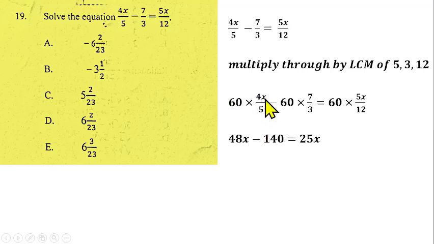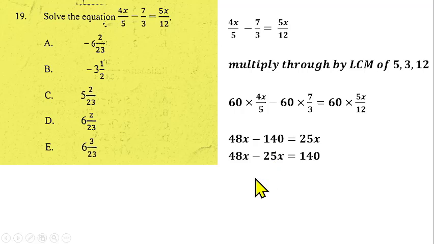12 times 4x will give us 48x. Then 3 in 60 gives us 20, times 7 will give us 140. Then 12 in 60 will give us 5, 5 times 5 will give us 25x. From there we can now collect the like terms. We have 48x minus 25x equals 140.